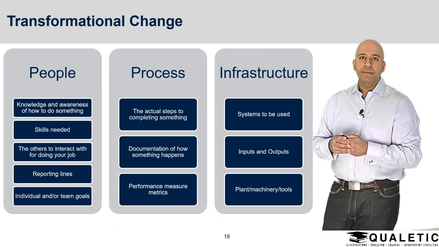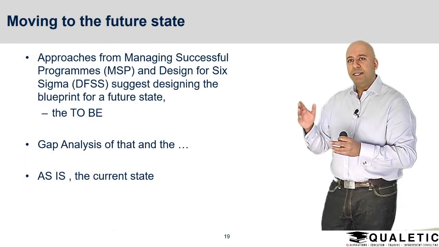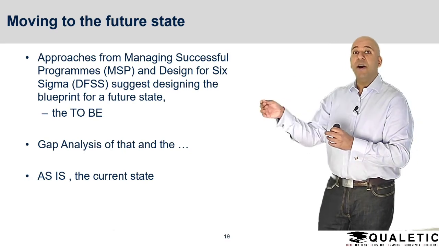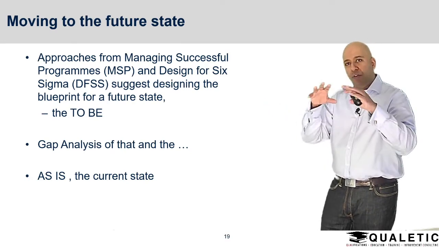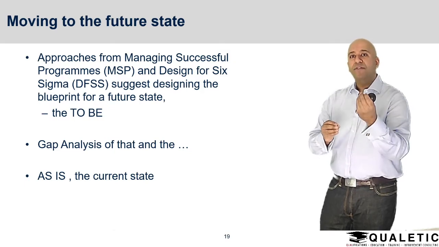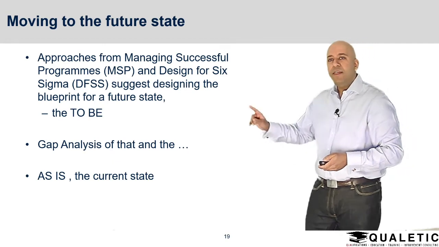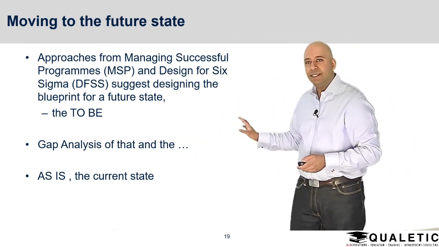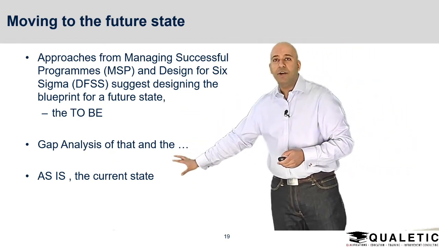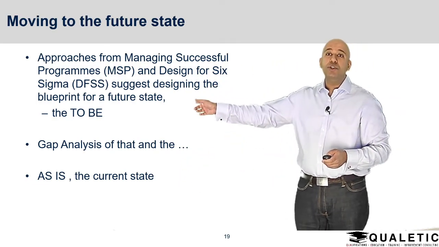Best practice in transformational change suggests that we need to define the future state. So create a vision of the organization we need to be to provide the optimal service experience to our customers. We then need to do a gap analysis compared to our current state, our as is, and the organization we want to be.